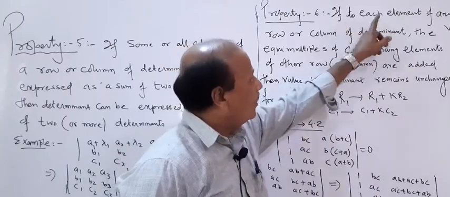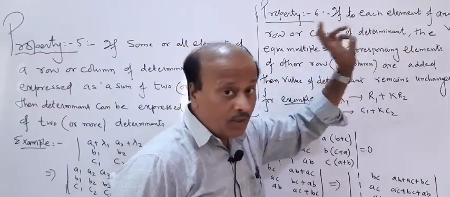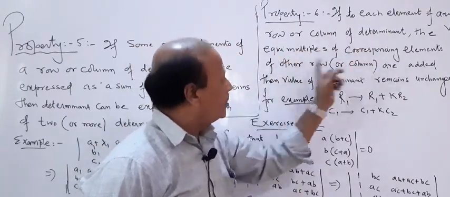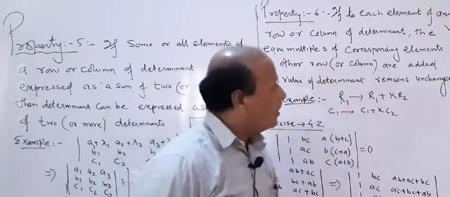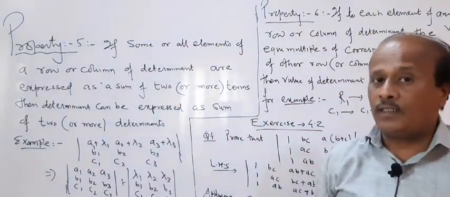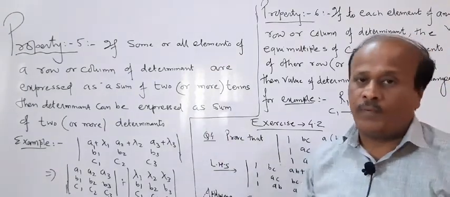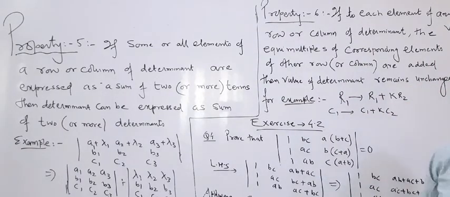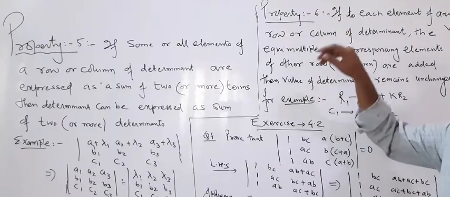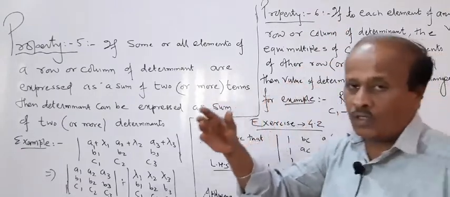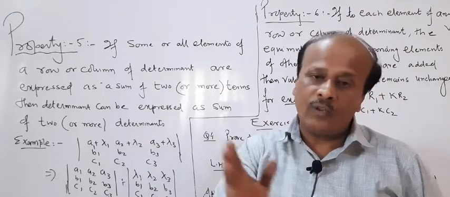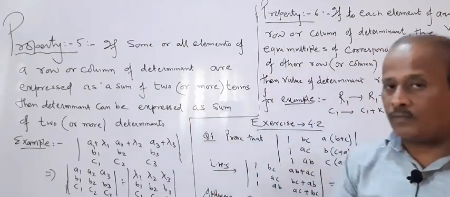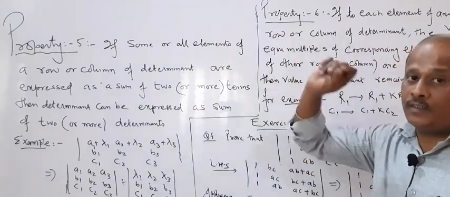So if to each element of any row or column of a determinant, the equimultiples of the corresponding elements of any other row or column are added, surprisingly there will be no change in the value of the determinant. The value of the determinant remains unchanged. Slightly complicated statement. If you multiply any row or column of that determinant by a constant and add it to the other rows or columns, and then you expand it, surprisingly the value of the determinant will remain the same as the earlier determinant.